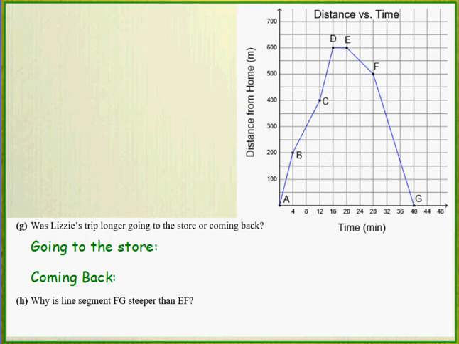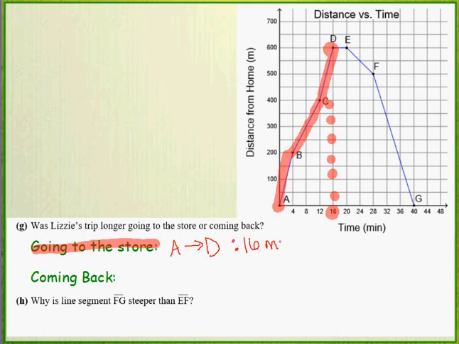Okay, part D wants to know, was Lizzie's trip longer going to the store or coming back? So let's separate this into two pieces. Going to the store, she leaves her house here, she's still traveling, now she's at the store. Let's figure out how long that took, which we mentioned before. It took about 16 minutes. So from point A to D, she's traveling to the store, which took about 16 minutes.